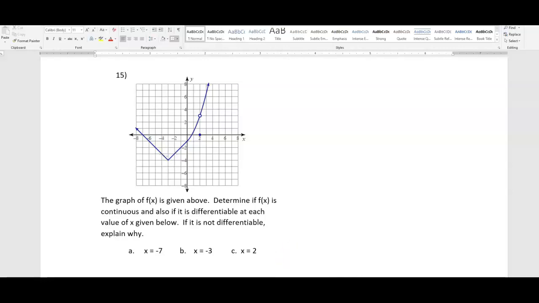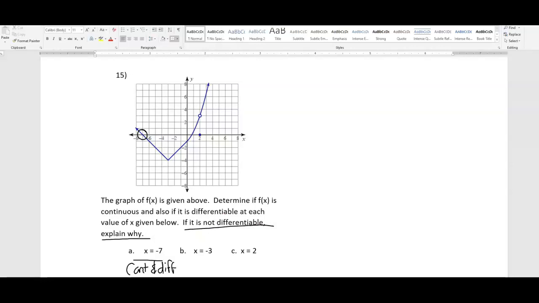So first of all, they're asking about -7. So -7 is right here. Well, at that point it is continuous and differentiable. Now my directions only ask me to explain why if it's not differentiable, so I'm just going to say that it's continuous and differentiable and leave it at that. But for part B, let's move on to number 3.